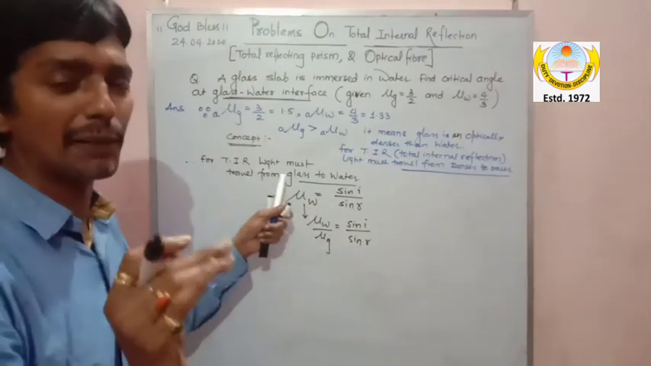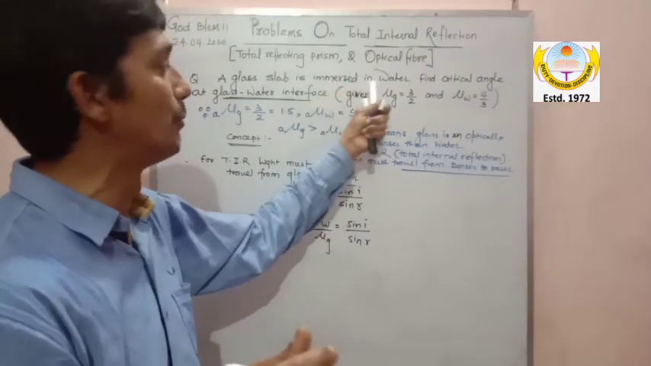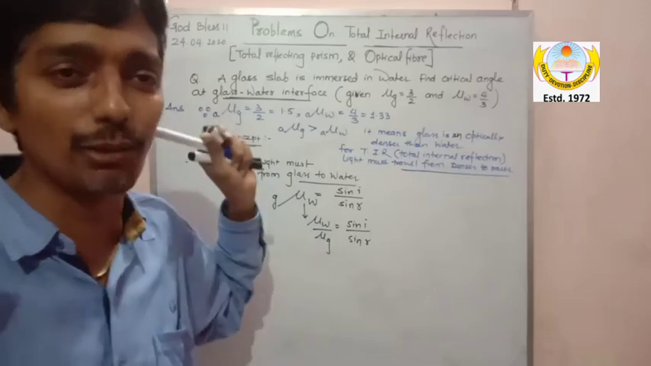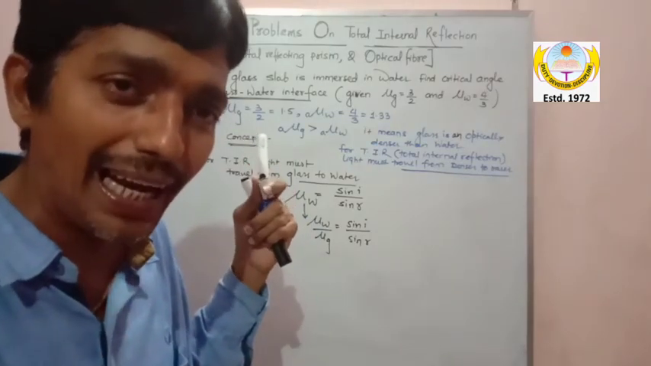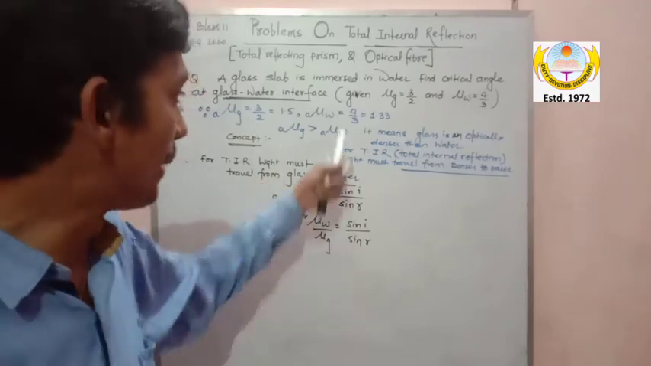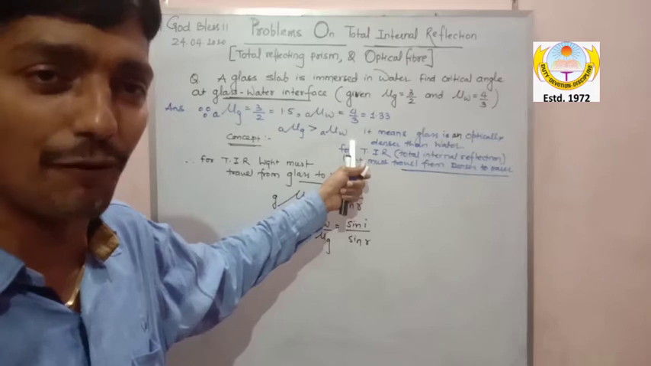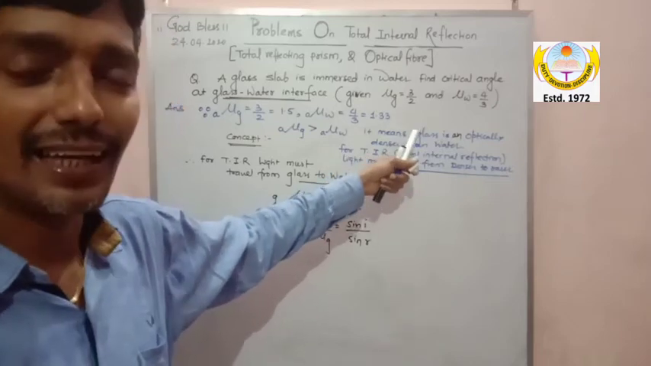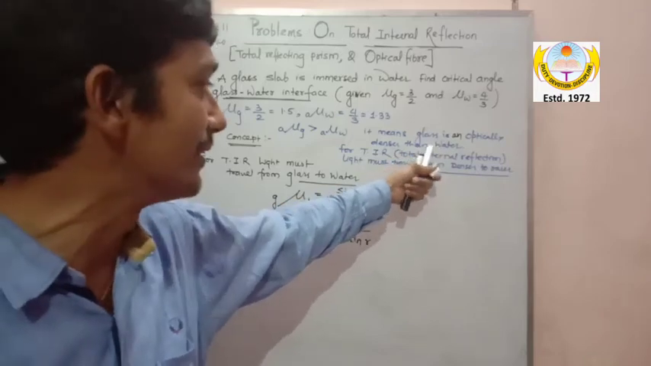So first concept is that, sir, light travels from where to where? Glass is immersed in water. Only this much was given. We were not knowing what light is incident on, whether it came first on water or glass. But by looking at RI, I came to know that RI of glass is greater than RI of water. Means glass is denser and water is little rarer. That means glass is optically denser than water.